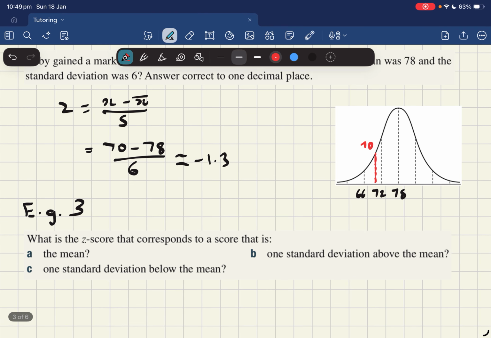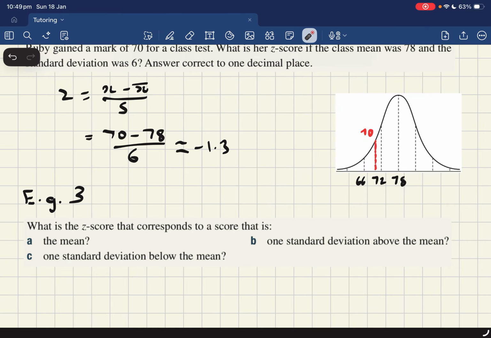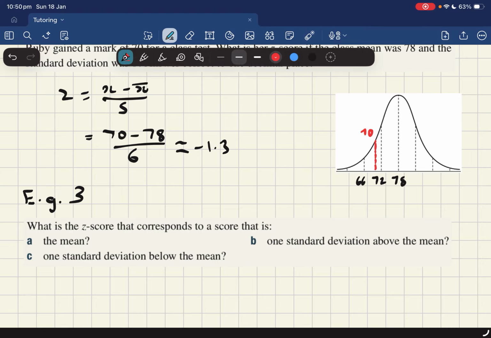Now, one more thing just to clarify our understanding. It's saying, what is the z-score that corresponds to a score that is the mean? So if the score is the mean, then if you substitute it into the formula, you're going to get a number minus itself, which gives you 0. No matter what the standard deviation is, that will be 0. So anytime the score is the mean, you are going to get a z-score of 0.